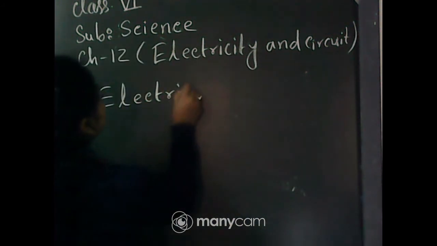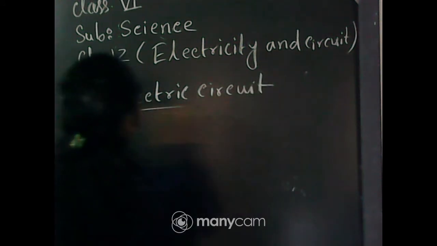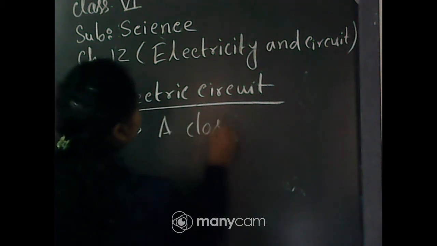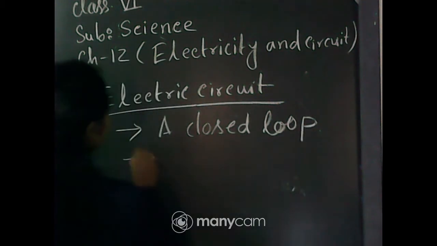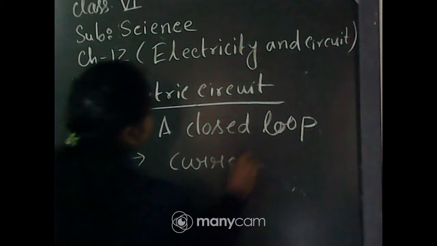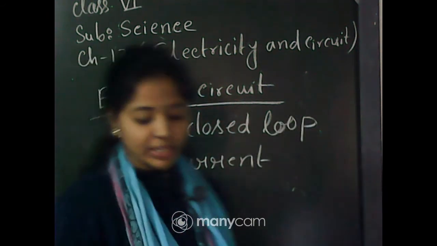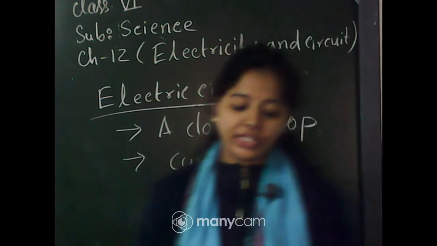Electric circuit, that is a closed loop that is taken by the current to flow through this closed loop. Understood everyone this point? So that we can say it is an electric circuit.